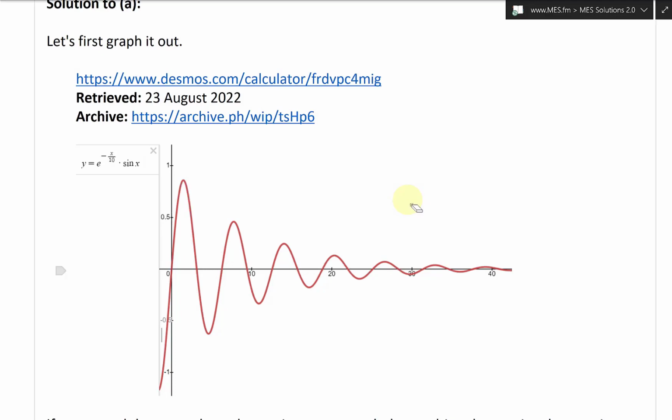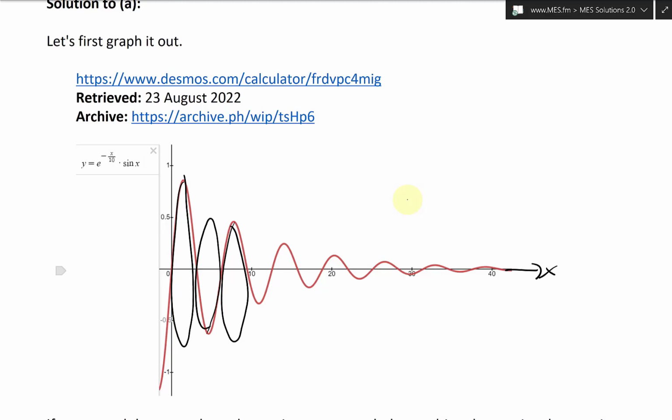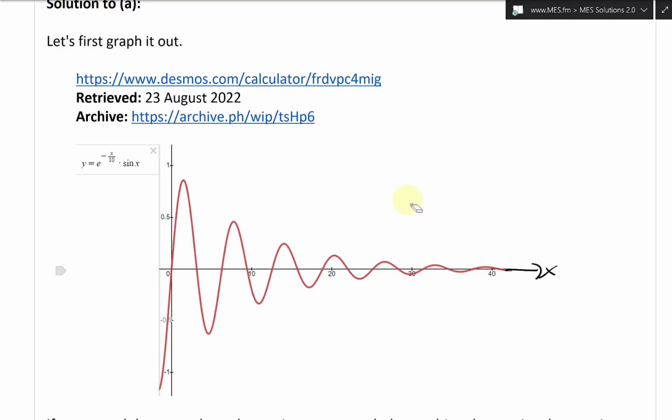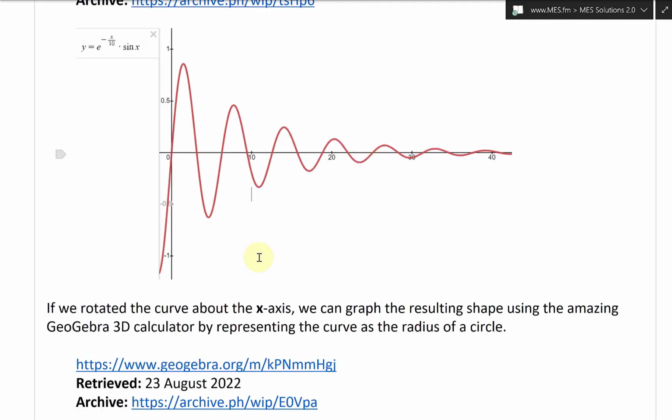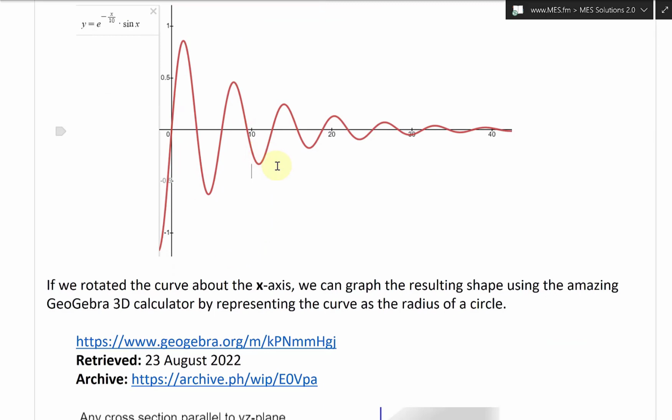And if you rotate about the x-axis, rotating it all the way across, you're going to get something that looks like this in 3D. You have a bunch of beads in 3D. It's a bit hard to visualize like that. In fact, the solution manual didn't graph it in 3D, but I have.